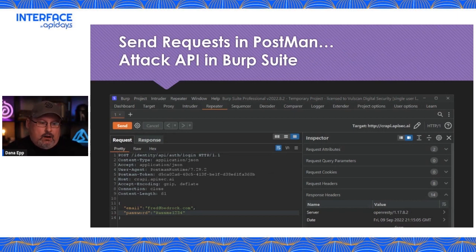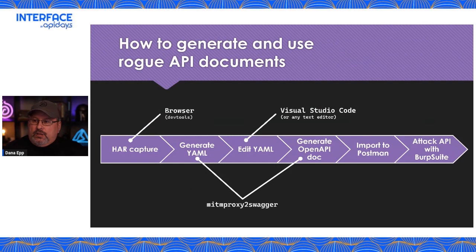And that's it. It's not that hard. So if we think about it, how do we generate and use rogue API docs? We start with the browser dev tools to get a HAR capture. Once you have that capture, you take the man-in-the-middle proxy to Swagger and generate a YAML file. You edit that YAML file with your favorite text editor like VS Code or Vi or whatever you have. Then you rerun the man-in-the-middle proxy to Swagger to generate true OpenAPI spec docs based on actual live traffic from the APIs you're testing.